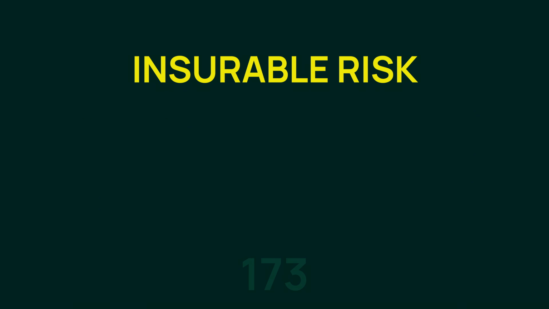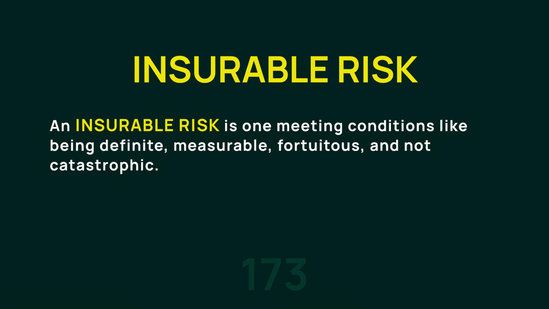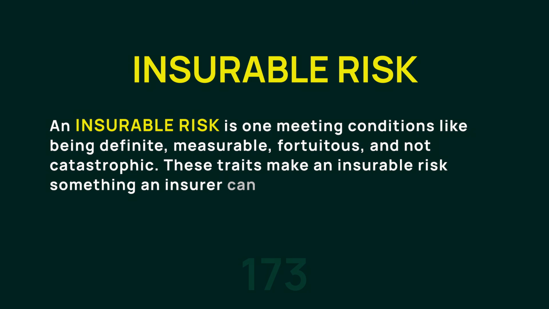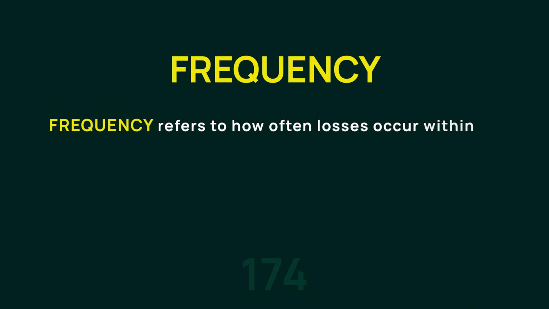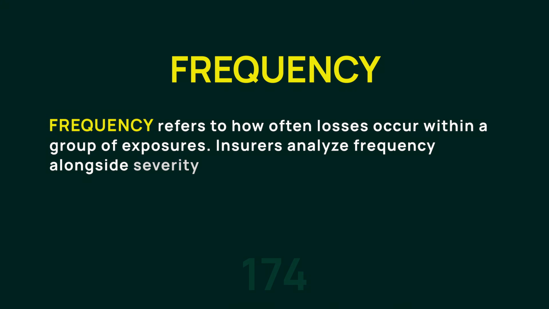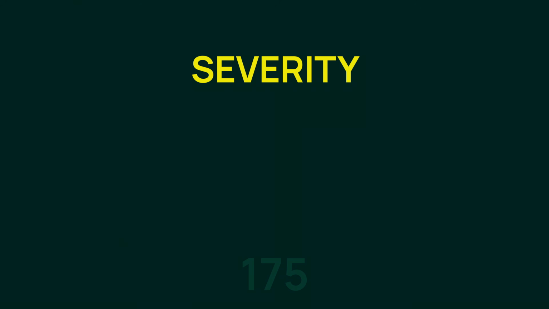Insurable risk. An insurable risk is one meeting conditions like being definite, measurable, fortuitous, and not catastrophic. These traits make an insurable risk something an insurer can price and cover responsibly. Frequency. Frequency refers to how often losses occur within a group of exposures. Insurers analyze frequency alongside severity to estimate expected losses and set premiums that match the true risk. Severity.